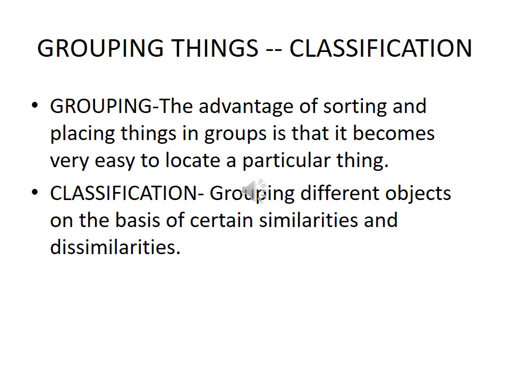So what is grouping? The advantage of sorting and placing things in group is that it becomes very easy to locate a particular thing. And classification: grouping different objects on the basis of certain similarities and dissimilarities is called classification. Like similar things in one group and dissimilar things in another group. All the vegetables in one group, all the fruits in one group, the plants in one group, all the animals in one group.